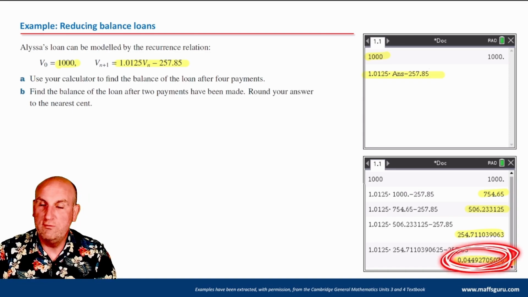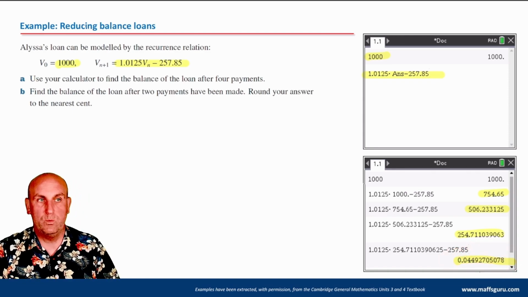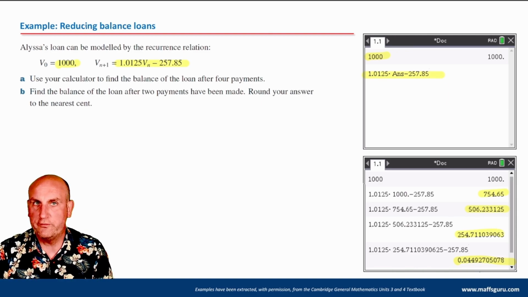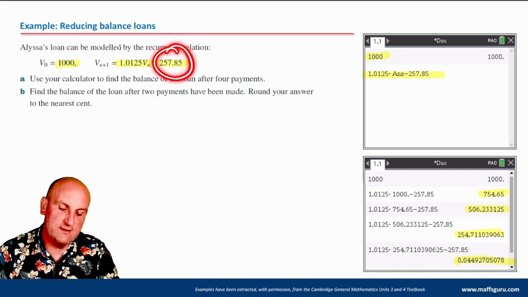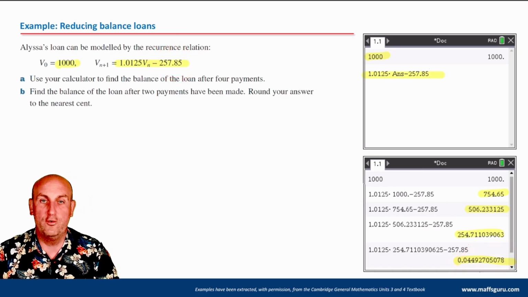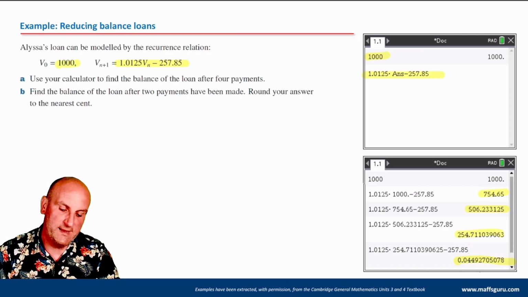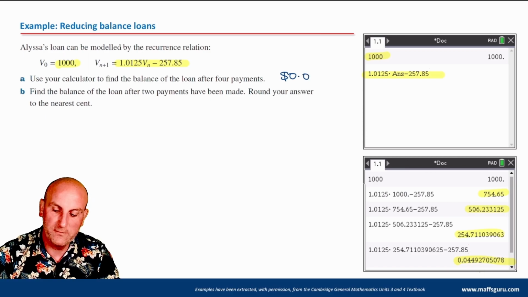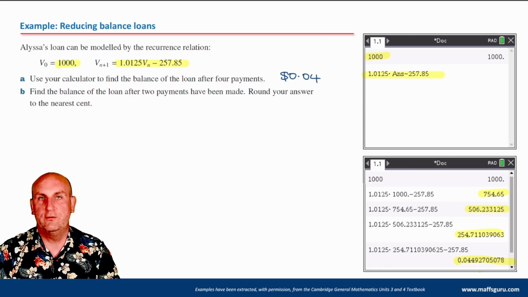Now, reading that is critically important. Why? Because it tells you what, well, each of the figures we've been given here have been in dollars. So this is a dollar amount. She's got $0.04492. So basically, use your calculator to find the balance. She actually owes 4 cents, 0.04, not $4, 4 cents.